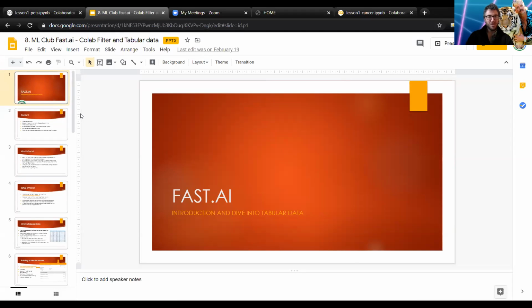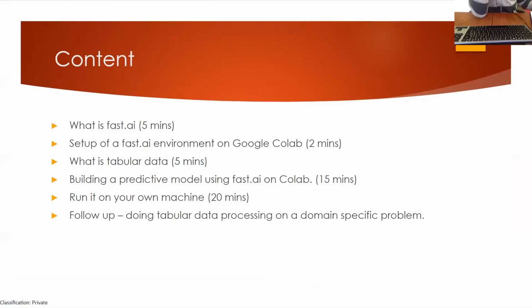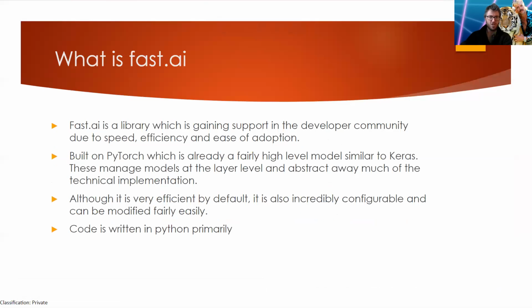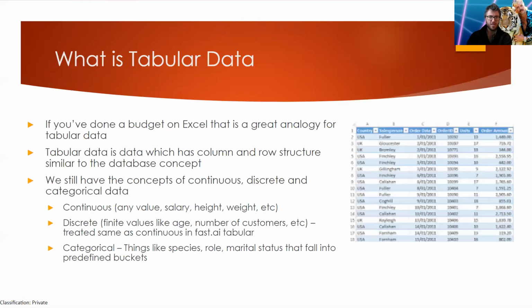Yeah. So let's see here. This is one of the ones that I ran recently for my team at work. It's to do with collaborative filtering and tabular data. So kick off presentation. You can still see that full screen, can't you? Yep. Cool. All right, so we'll jump over what is Fast.ai because we've just covered that, and we'll jump over setting up Fast.ai because we've done that.